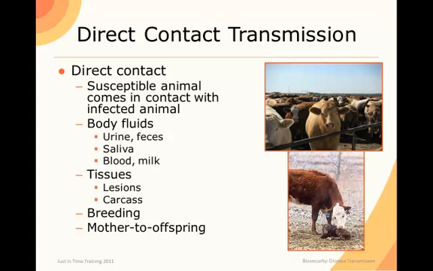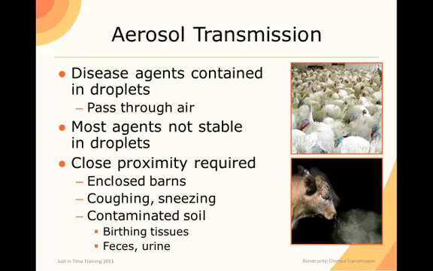Entry into the susceptible animal generally occurs through contact with the mucous membranes, such as the eyes, nose, or mouth, but can also enter through open wounds or breaks in the skin. So possible exposures can occur from nose-to-nose contact, biting, or rubbing against each other. Some diseases of animals can also be spread during breeding, as well as from mother to offspring during gestation or through milk when nursing.